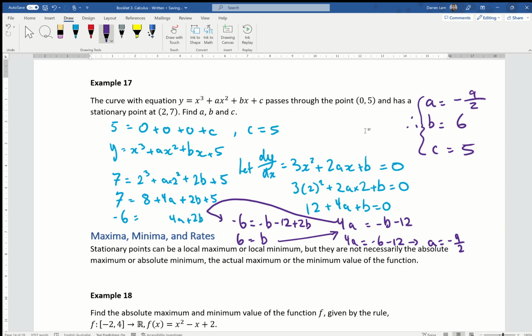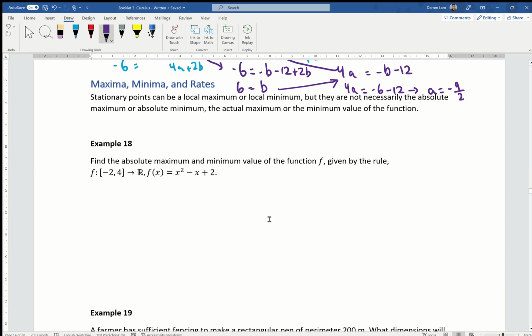So stationary points can be a local maximum or local minimum. We talked about that in the previous one, but we also said that they're not necessarily the absolute or global maximum or minimum. The actual maximum and minimum might be dependent on the endpoints, or it might even be dependent on the fact that it goes towards infinity. So let's see what that looks like.